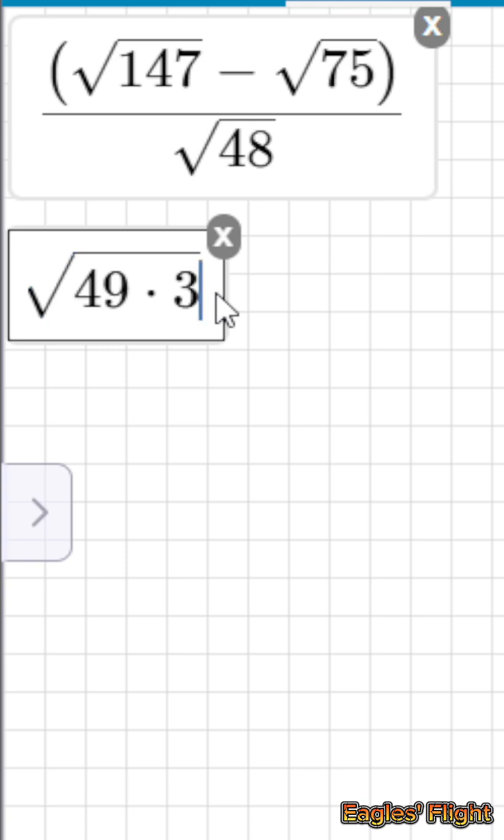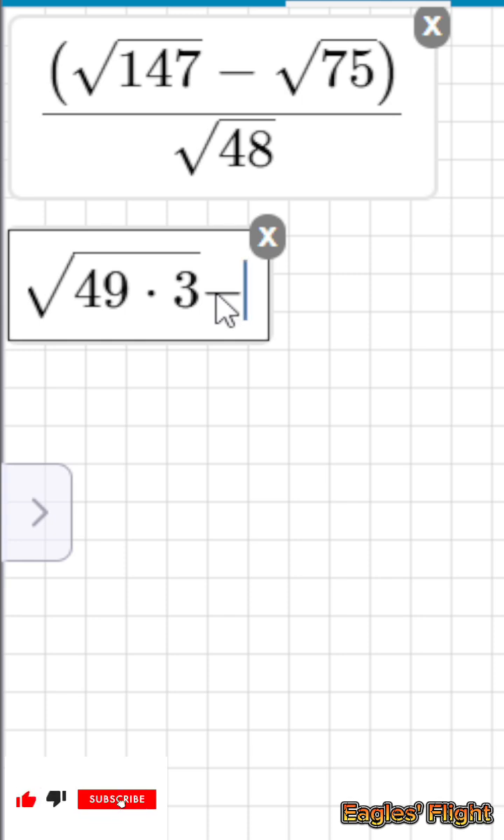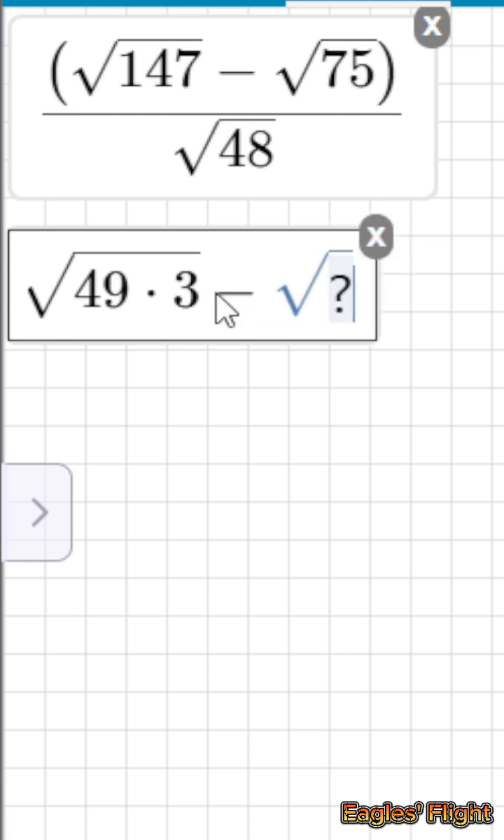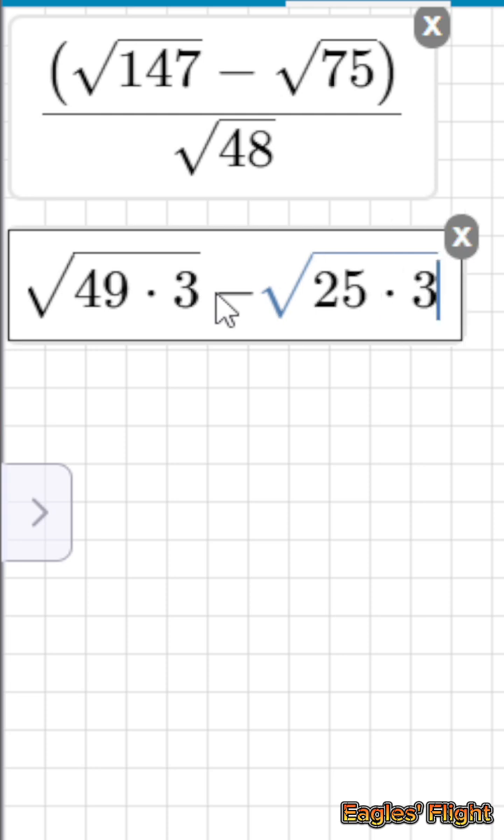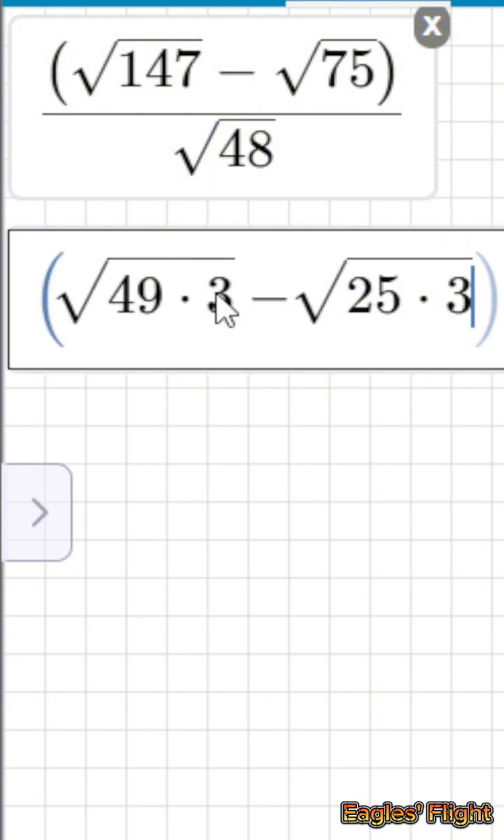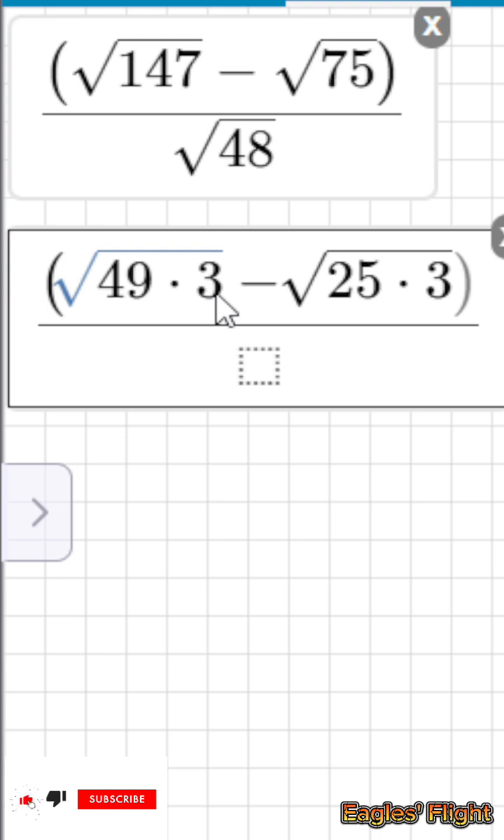Now moving on, minus, what else do we have? How can we break 75 using two factors such that one of them is a perfect square? Good, 25 and 3, right? 25 is a perfect square. So we can say root 25 times 3. Let's put this in a bracket. Now that's in a bracket, all divided by root 48.